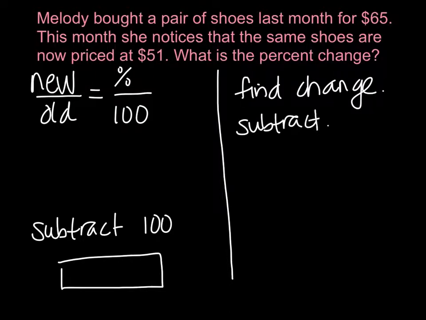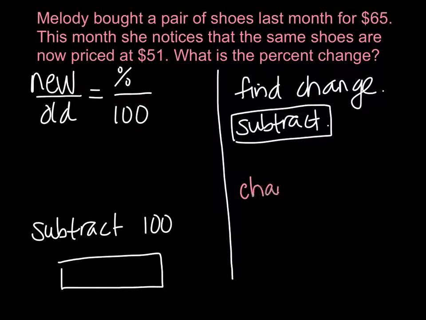All right, and you don't need to do the math so that it's all in negatives. You're noticing with this problem that Melody's shoes have now been marked down. That means that there's going to have been a percent decrease because the shoes are less money this month than they were last month. Okay, so you can find the change, and then that means you're just going to have subtracted.